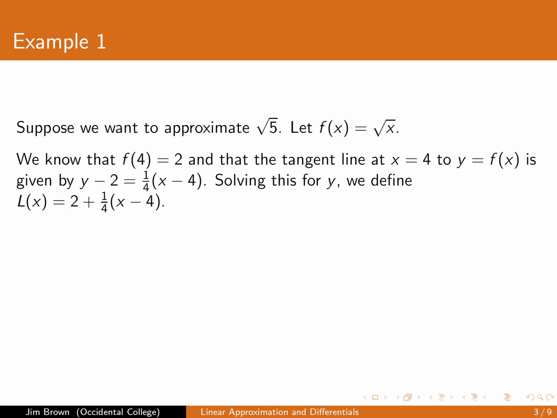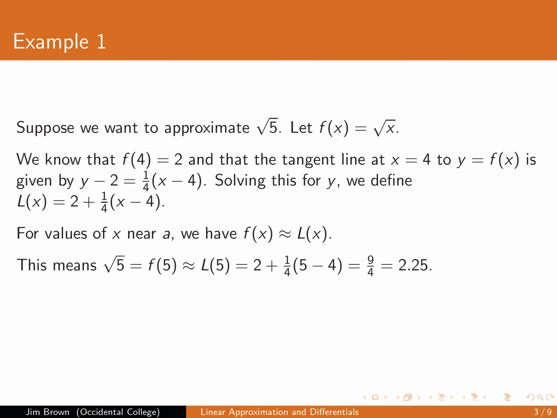If we go ahead and solve this for y, we just bring that 2 to the other side, and let's call this function L of x. We use L here to stand for linear. So this is the tangent line function that approximates f of x. And so we know that this tangent line should be somewhat close to f for x values near 4. So in particular, this means that square root of 5, which is exactly equal to f of 5, is approximately L of 5.